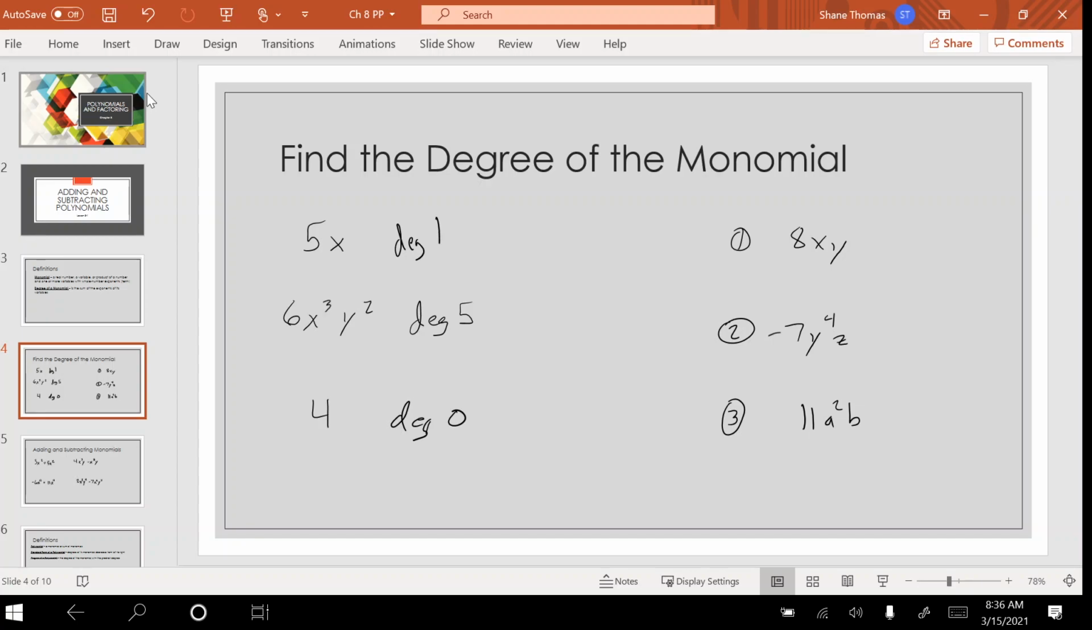All right? There's 3 over there on the side. Figure them out real quick. Shouldn't take you more than 10 seconds. I'll give you 20, though.